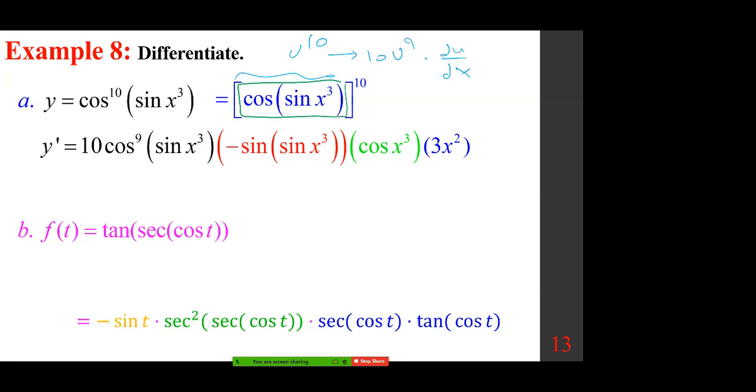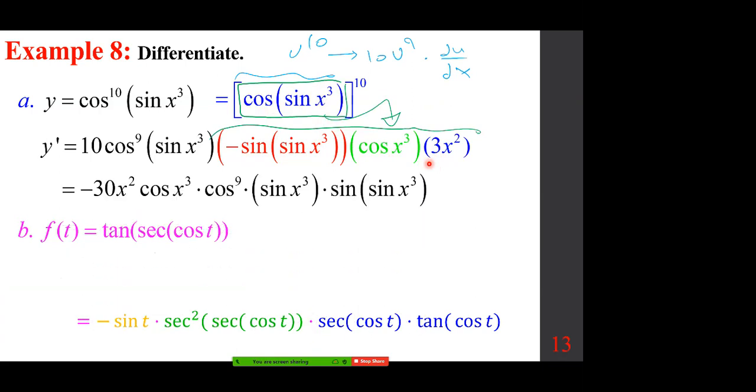So the derivative of this part is this. Let's see how that works. Cosine of this expression becomes negative sine of the same expression. Now the derivative of sine x cubed is cosine x cubed, and the derivative of x cubed is 3x squared. You're done, you just rewrite it, class.